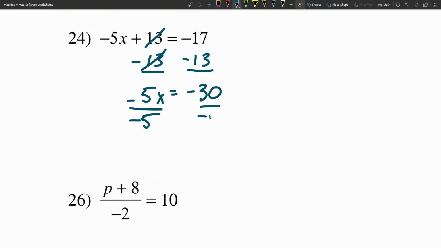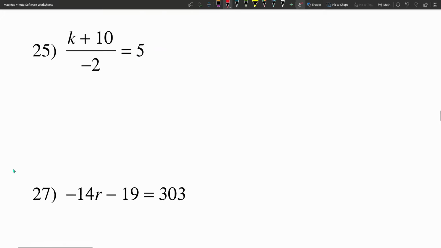Divide by negative 5. Because we want that x to be positive, we need to divide by a negative. And we want x all by itself, so we need to divide by the same quantity that's multiplied by it. So negative 5 divided by negative 5 is a positive 1. 1 times x is x. And that equals negative 30 divided by negative 5. Negative divided by a negative is a positive. That's a positive 6.